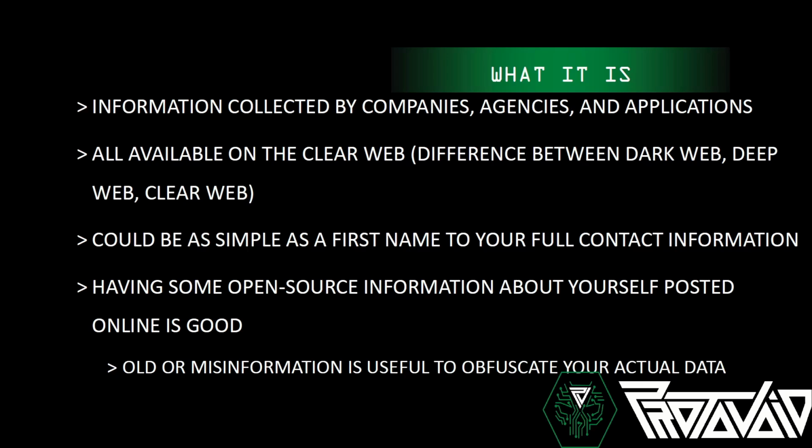Now, here is the one little side curveball that's going to pop in here. There's a different view from different people on this. Having some open source information about yourself posted online is good. Having old information or misinformation is useful because you can now have something on there that isn't necessarily true. So that spam mail that you're getting, it's not being sent to you anymore. It's being sent to wherever you used to live.